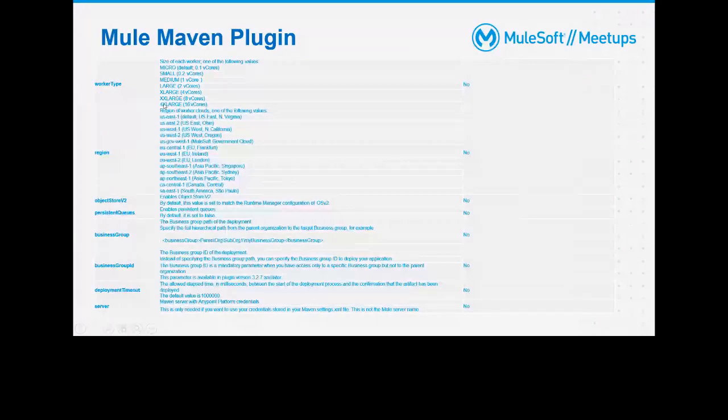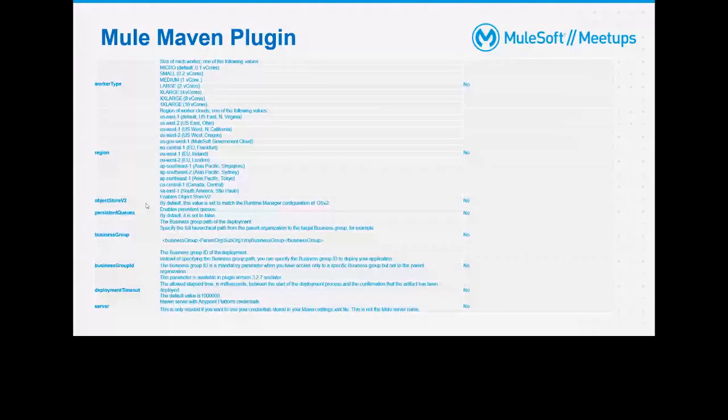Then region. By default the region is US East 1. It's not a compulsory parameter. Even worker type is not compulsory; the default is micro. If you are not providing anything, it will choose micro. If you are not providing the region, it chooses US East 1, but other regions are also supported. Object Store v2 is very important. Some organizations don't have Object Store v1, so in this case we have to pass the property objectStoreV2 equals true.